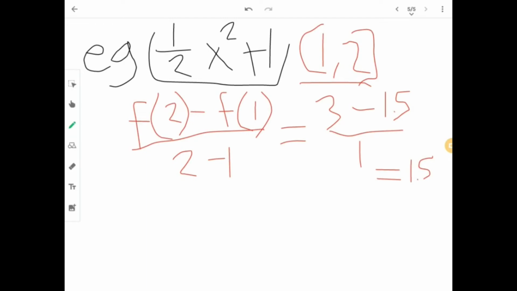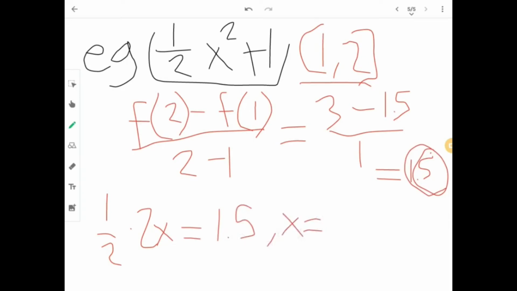And then you find the value, so you do the derivative, so half times 2x equals 1.5, and x equals 1.5. So the point where the tangent has a slope equal to this secant is where x equals 1.5. So you just substitute it in the function to get the y value and you get the point.